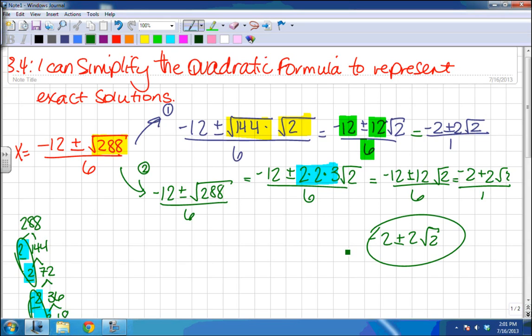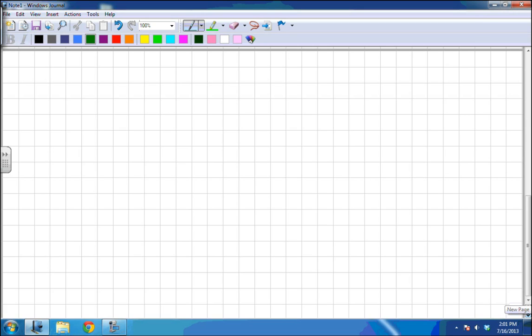The reason we want an exact answer is anytime you see a math problem that does not have a real-world context, you want to have an exact answer. We are not going to do approximations. Approximations are only useful in real-world situations. So there's one example. Let's do another.